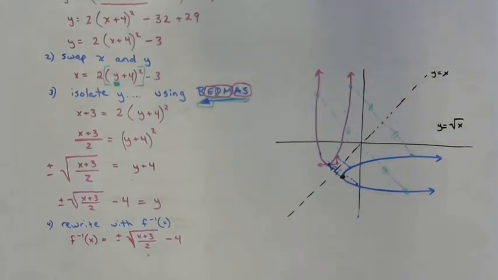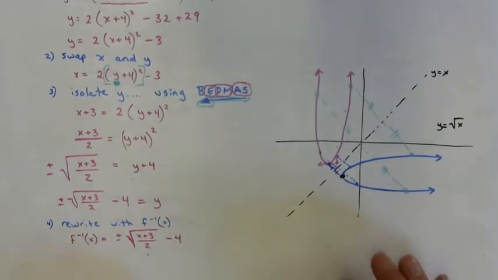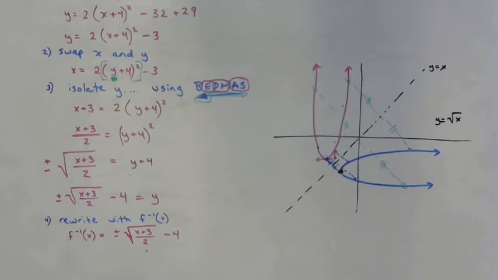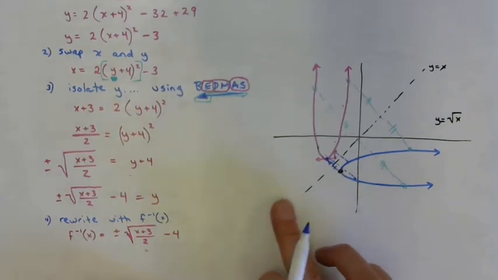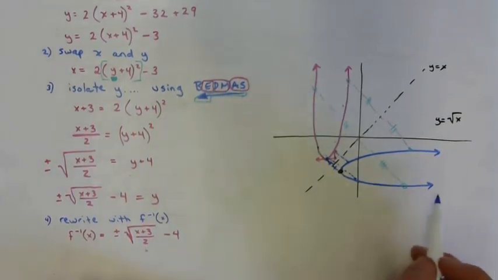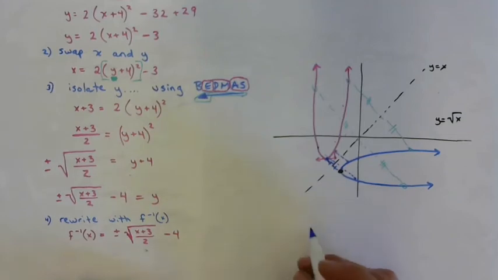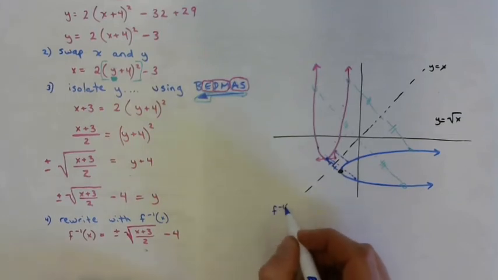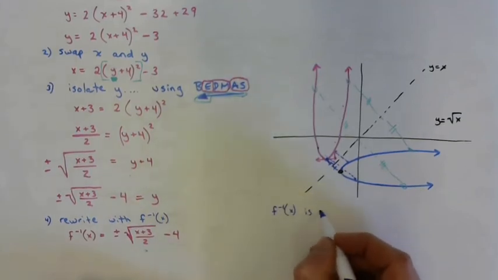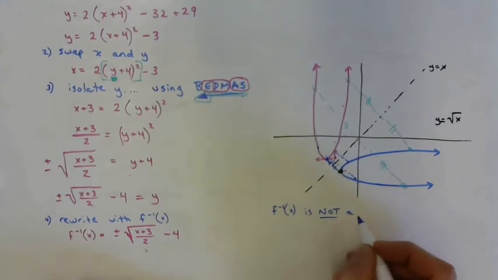Part B says graph f of x and its inverse. We did that. Then determine whether or not it is a function. In example 1, you did a line, so the result was another line, which is a function. In this case, we just had this discussion. Does this blue curve pass the vertical line test? No. So the inverse of f of x is not a function.